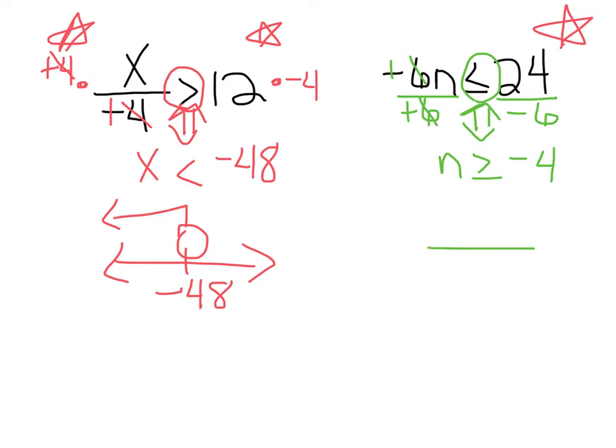N is greater than or equal to negative 4. I'm looking for your number line with a negative 4 on it. I'm looking for a closed-in dot because it is equal to it right there, so we have that closed. And I'm looking for your arrow to go to the right where the numbers are greater than negative 4.